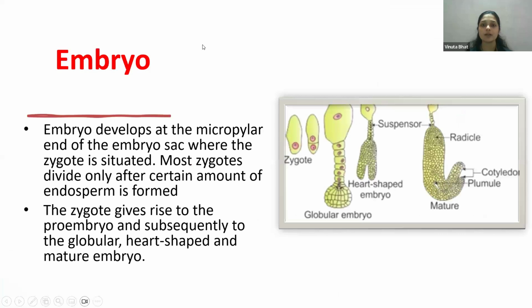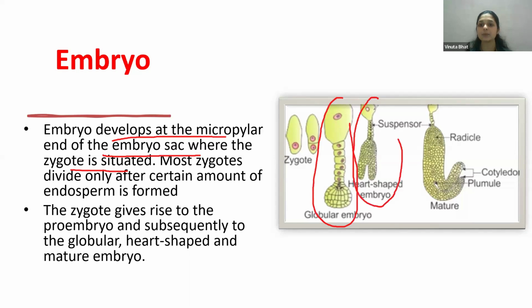Then the embryo. The zygote, where the male and female gametes are fused, will develop into an embryo. The embryo develops at the micropylar end of the embryo sac where the zygote is situated. The zygote divides continuously, undergoing mitotic division, and develops into the globular embryo stage, heart shaped embryo stage, and the mature embryo stage.